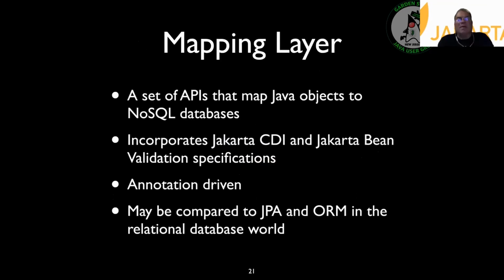The mapping layer is a set of APIs that, similar to Hibernate ORM, map Java objects to NoSQL databases. This layer incorporates two other Jakarta EE specifications, namely Context and Dependency Injection and Bean Validation. This is annotation driven. You'll see that in the example, and you'll see some similarity to JPA with the annotations. This was designed to make it more familiar and easier to get started in the NoSQL world.